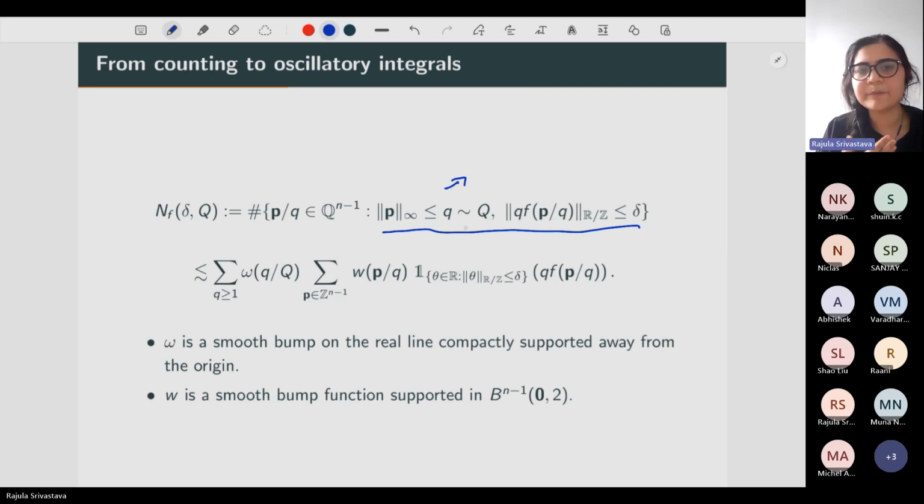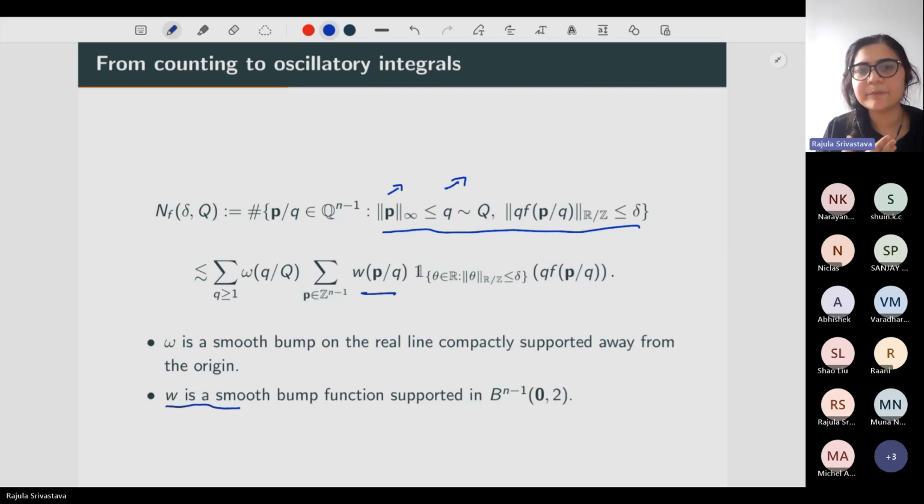So the first condition is just saying that the size of my numerator should be less than Q, or the size of P over Q should be less than 1. So I introduce a smooth bump function W, which is maybe exactly 1 in the unit ball of radius 1, and is compactly supported in a slightly bigger ball. And that will take care of the first condition.